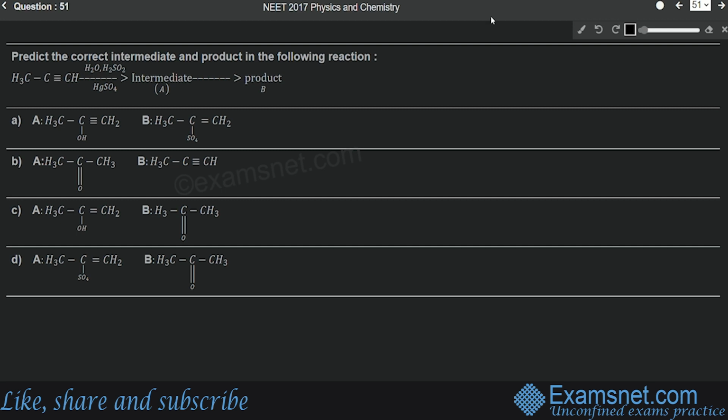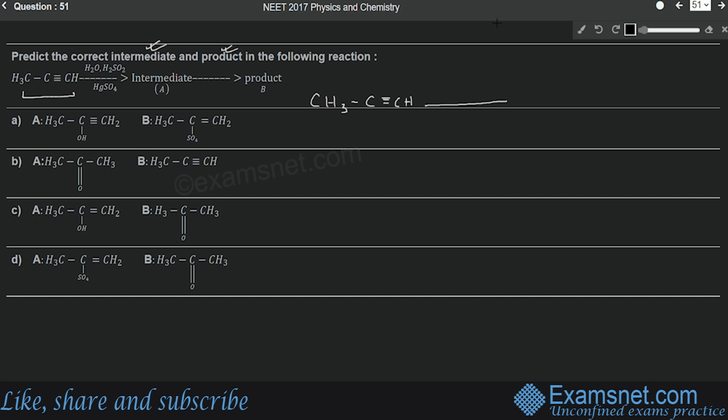Now question number 51 is from hydrocarbons and the question is: predict the correct intermediate and product in the following reaction. So we can see that the reactant is an alkyne. In fact, it is an unsymmetric alkyne, right? So let's write down the reaction here. CH3, C triple bond CH, okay?